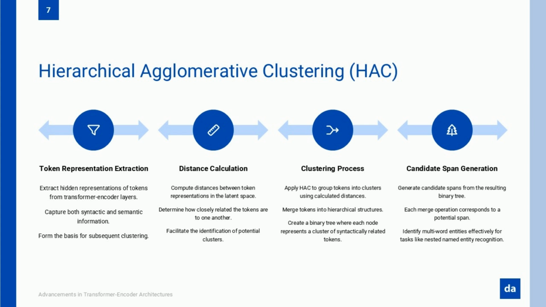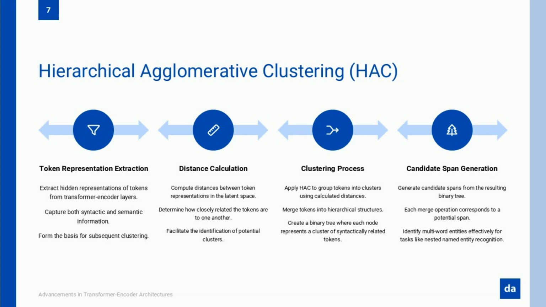From here, the process moves to candidate span generation. Each merge operation within the binary tree corresponds to a potential span. This is where SHACT truly shines, by identifying not just simple spans, but also multi-word entities and overlapping structures. Tasks like nested named entity recognition, which have long been a challenge for traditional models, suddenly become manageable. HAC can recognize, for example, that New York is a location, New York Times is an organization, and both are valid spans depending on the context.